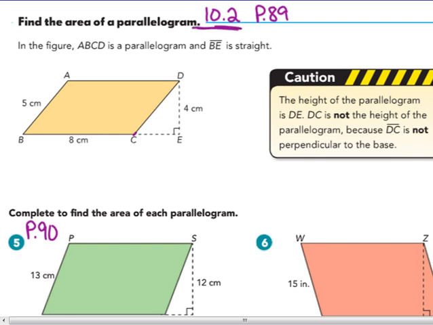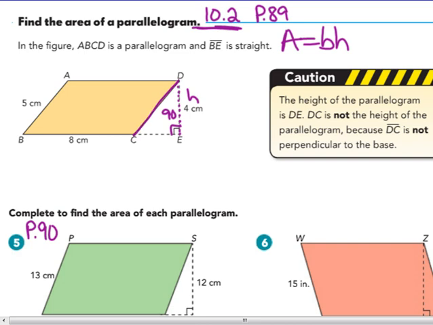10.2 in the pink book is the area of a parallelogram. The formula for the area of a parallelogram is just base times height. The basic geometry formula, the one that Euclid started with. This is his favorite shape, the parallelogram. The height of the parallelogram is DE. Again, why? Because here's the perpendicular, there's the box, there's the 90 degrees. This is the height, 4 centimeters. It is not DC, this slanted side, not DC.